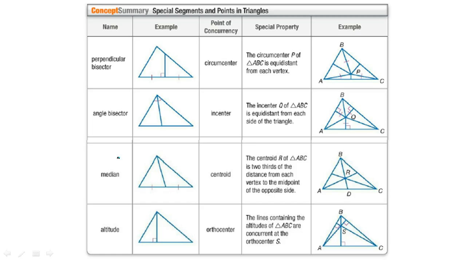This is a chart that summarizes everything we've gone over last class and this class. The first column is going to tell you the names of the segments: perpendicular bisector, angle bisector, median, and altitude. The second column shows an example of each. The third column describes the word for the point of concurrency. The fourth column has the special property of that point of concurrency. And the last column shows an example of that point of concurrency. So make sure you keep this chart handy as you're completing these problems.